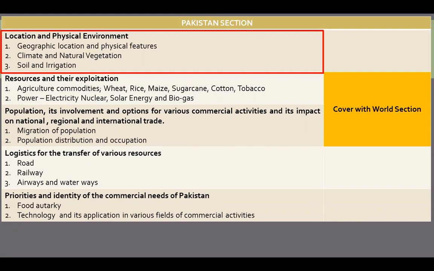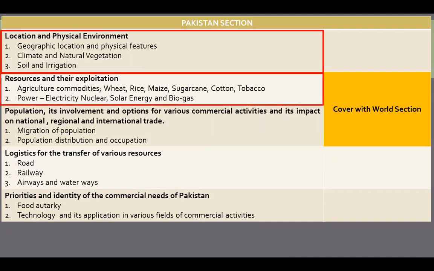Here we learn about the geographic location of Pakistan, physical features of Pakistan, like mountains, rivers, plateaus, deserts, their climatic and natural vegetation regions. Then we have the soil and irrigation system, types of irrigation and soil. Pakistan has one of the most primitive types of irrigation systems, and consists of a big network of canals, dams, and barrages. So we can study these things in that topic.